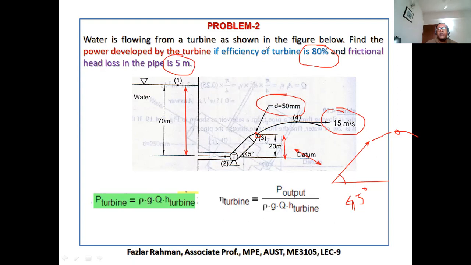So you need to figure out the turbine efficiency. What is the formula? This is the formula: P output divided by P input. P input, that means energy from the fluid, rho G Q H turbine. And efficiency is given over here, 80%. So you need to figure out the P out. And frictional loss is also given in the problem. So how can we figure out the H turbine?